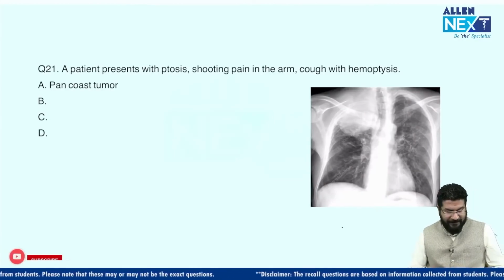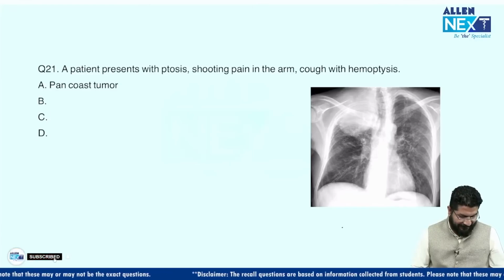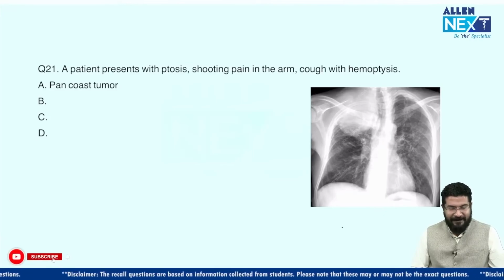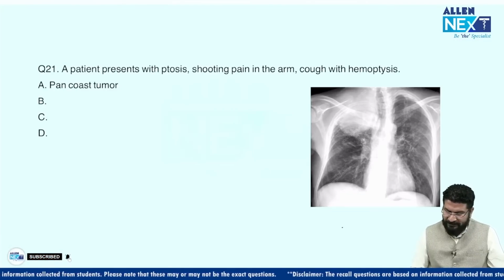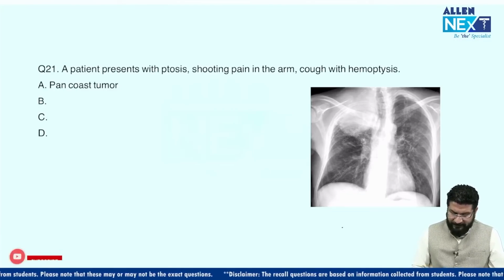If you see a patient presenting with... I know you guys are tired now in medicine, and many of you don't remember the MCQs. But we have tried to collect a few of them. So try to answer the next one. A patient presents with ptosis, shooting pain in the arm, cuff pneumatitis. What is the cause?